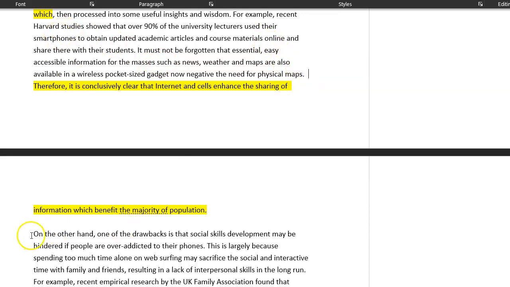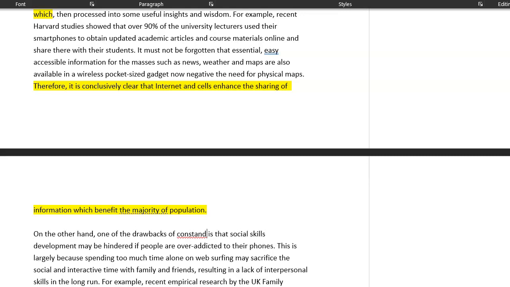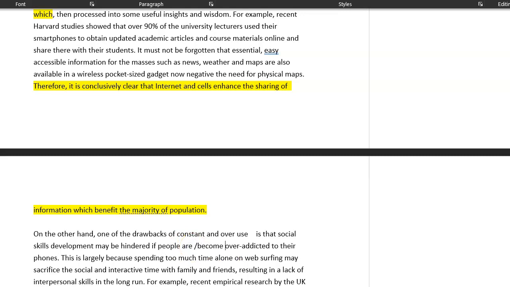Yeah. On the other hand, one of the drawbacks is that social drawbacks of overusage, constant overuse, is that social skills development may be hindered if people become over addicted to their phones. This is largely because spending too much time alone on web surfing may sacrifice social and interactive time. Absolutely. Lack of interpersonal skills in the long run. I totally agree.